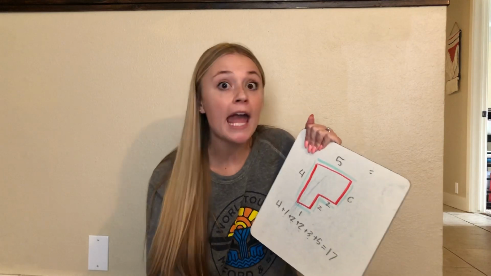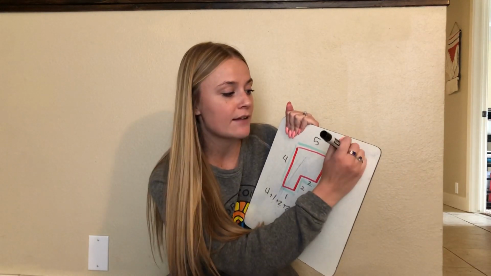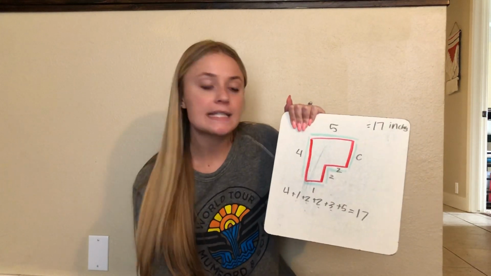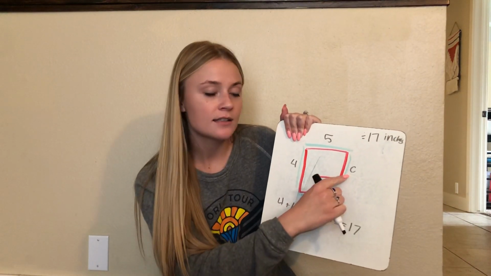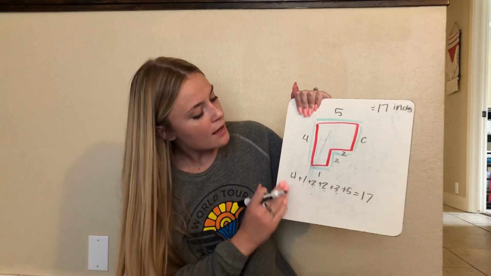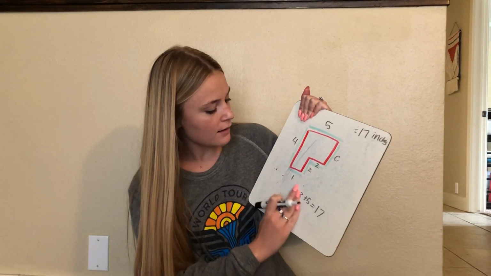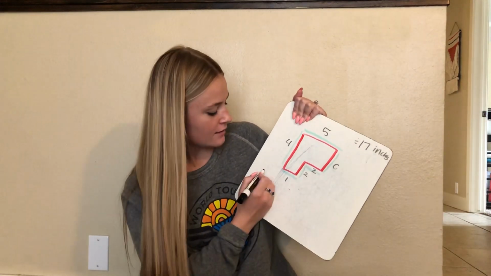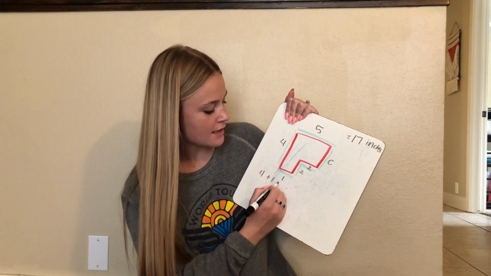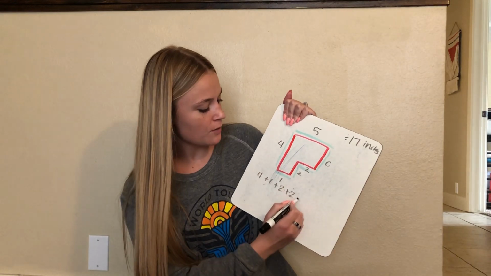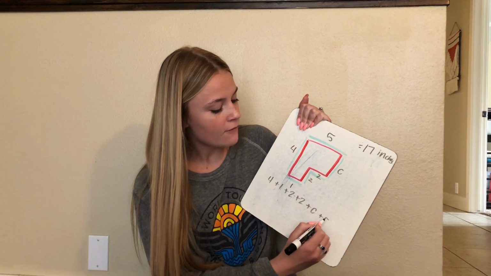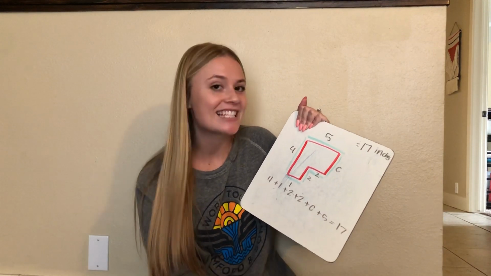So it would say, okay, the perimeter of this shape is 17 inches. What is the length of side length C? So then I would do the exact same thing, but instead of writing 3, because I don't know that it's 3, I would write everything else. I would say 4 plus 1 plus 2 plus 2 plus C, because that's our variable, plus 5 equals 17.